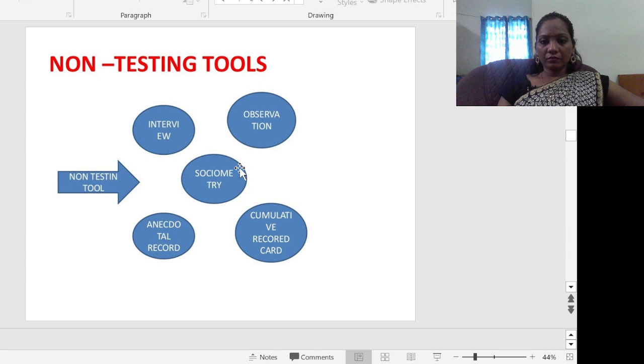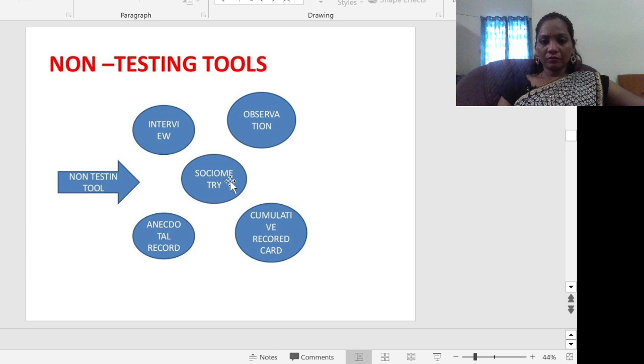So what will happen when we use observation as a non-testing tool? Definitely there is a chance of false information also. That's why they are called non-testing tools; we cannot prove exactly that it is right. Non-testing tools include interview, observation method, sociometry, anecdotal records and cumulative records. These are the five methods we call non-testing tools.